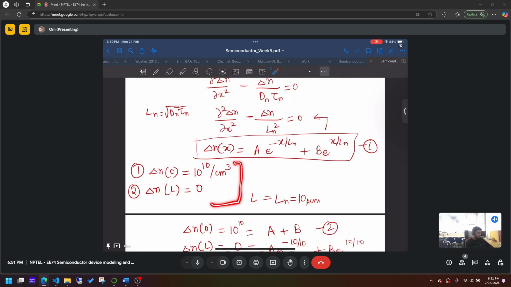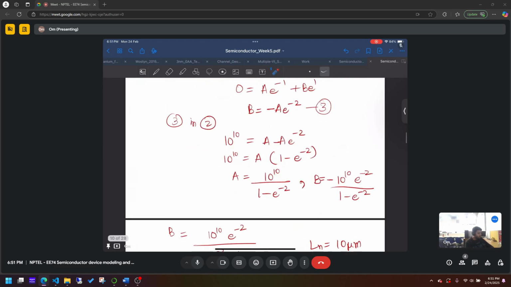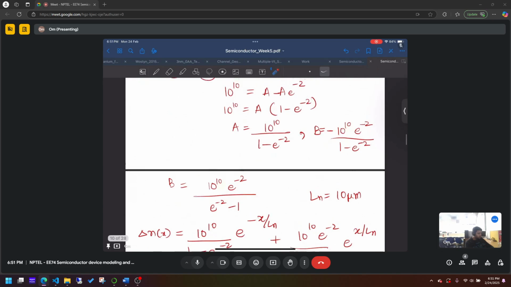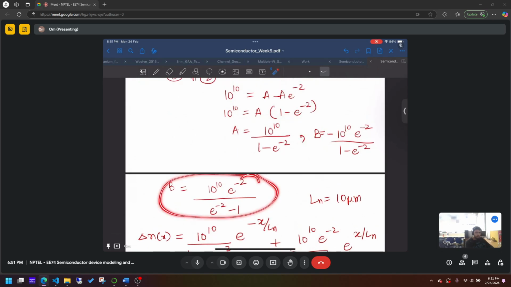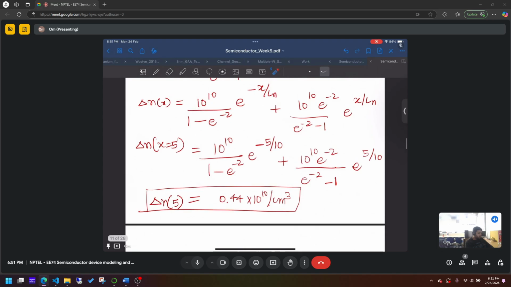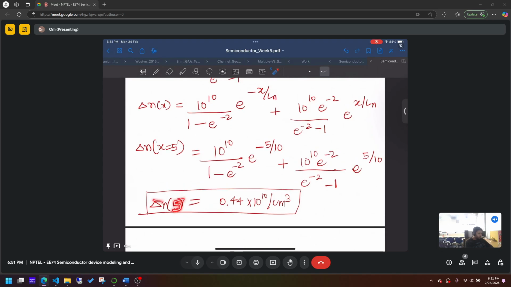Now, just by applying the boundary conditions, we got the values of a and b, and then we just have to put x equals 5 here to find our final answer. That we did here. We found a and b, then by putting the values here and putting x equals 5, we can find the answer.